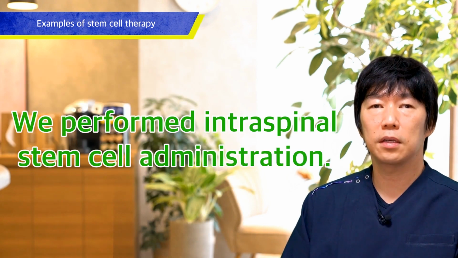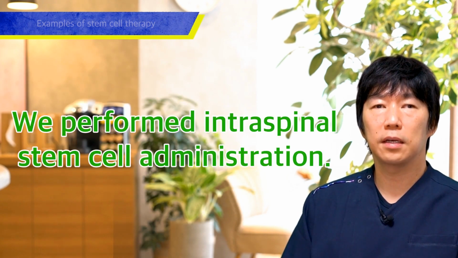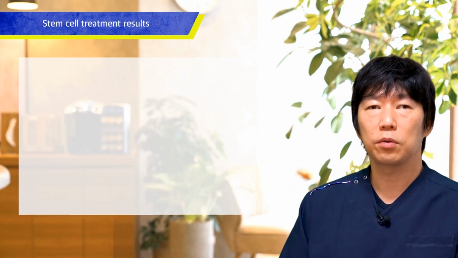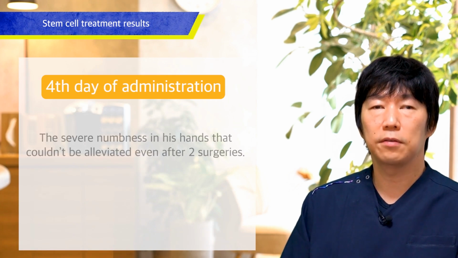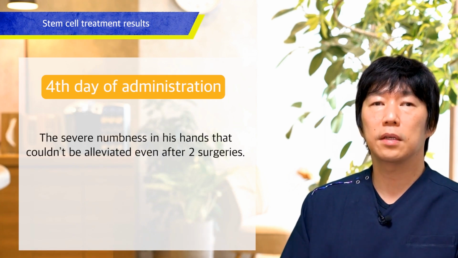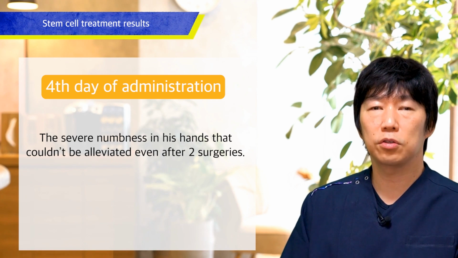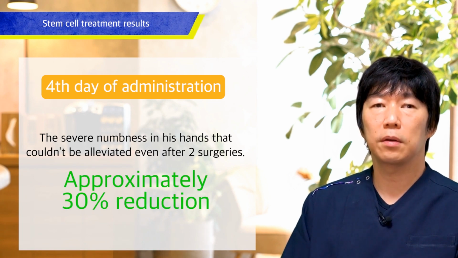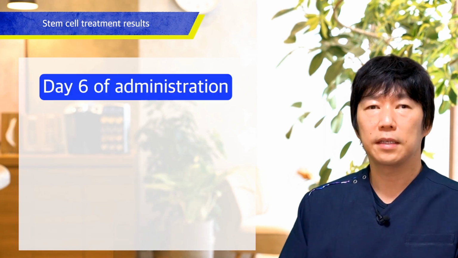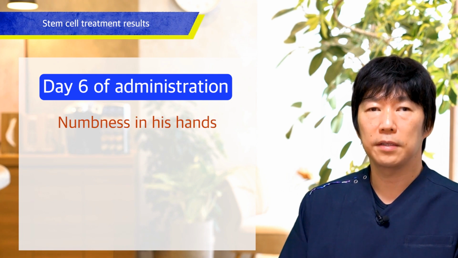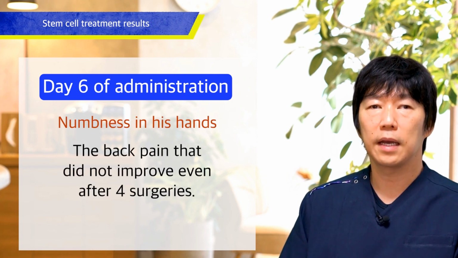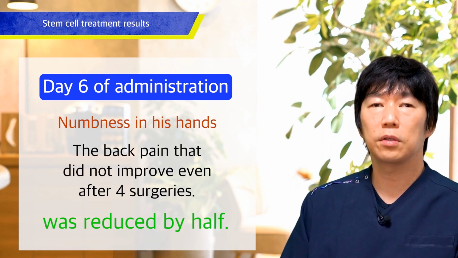And for this person, we actually administered stem cells into the spinal cord. On the 4th day after administration, the severe numbness in the hand, which could not be alleviated even after 2 surgeries, was reduced by about 30%. By the 6th day of administration, the numbness in his hands was reduced by half, and his lower back pain was also reduced by half.